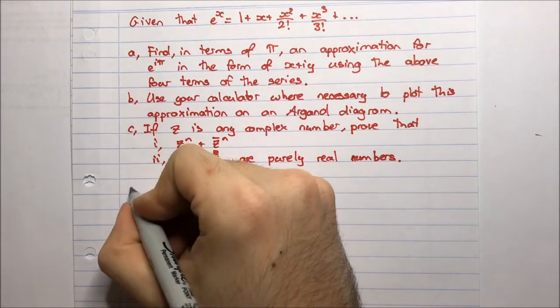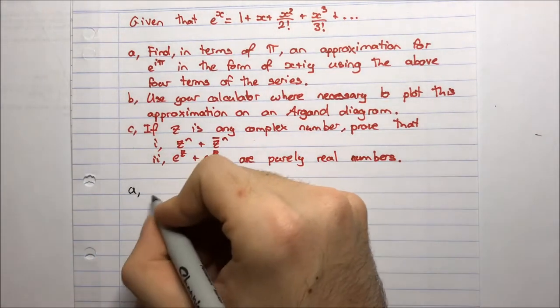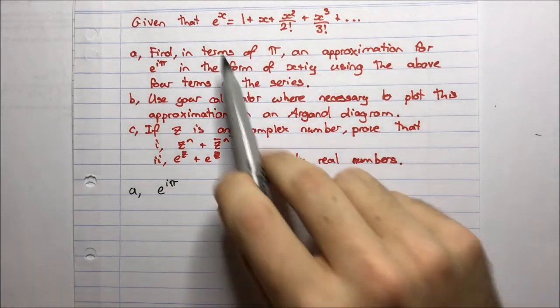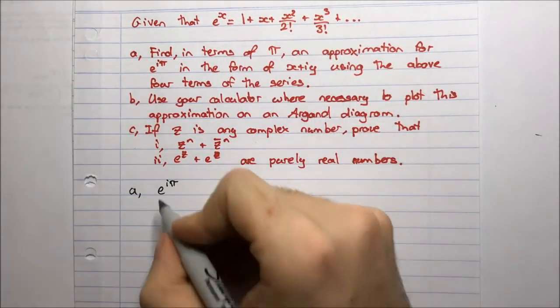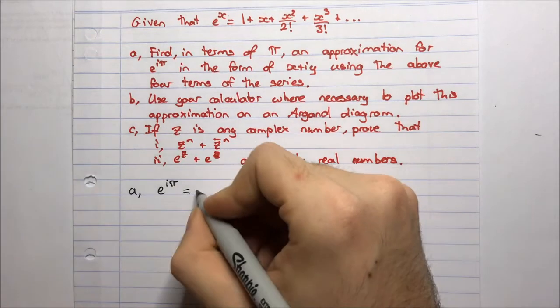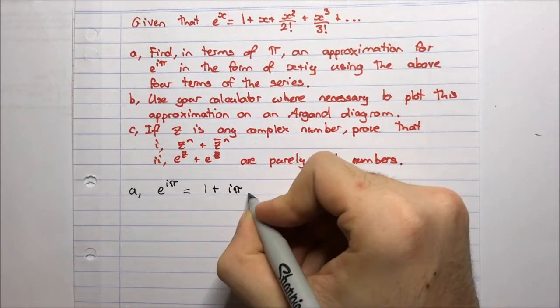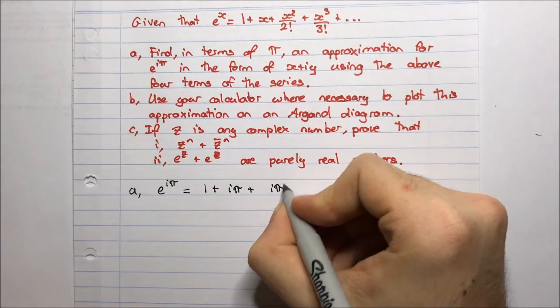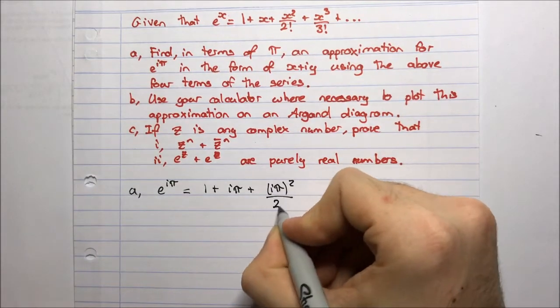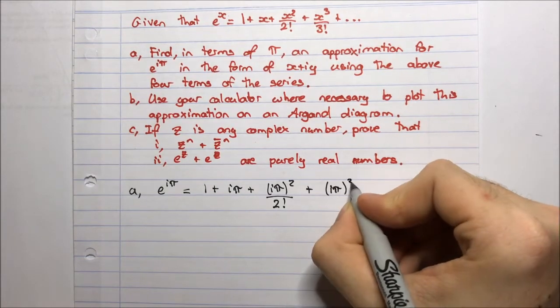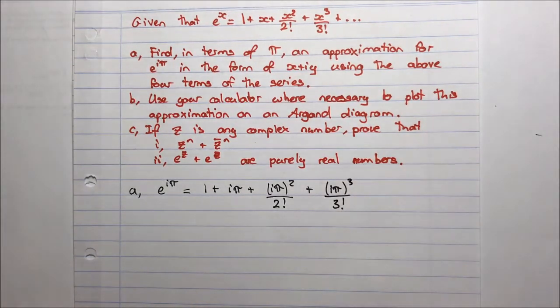So the first part, A, we're looking for e to the i pi. Now that just means we're subbing i pi into this expression. So that's e to the i pi equal 1 plus i pi plus i pi all squared divided by 2 factorial plus i pi all cubed divided by 3 factorial.